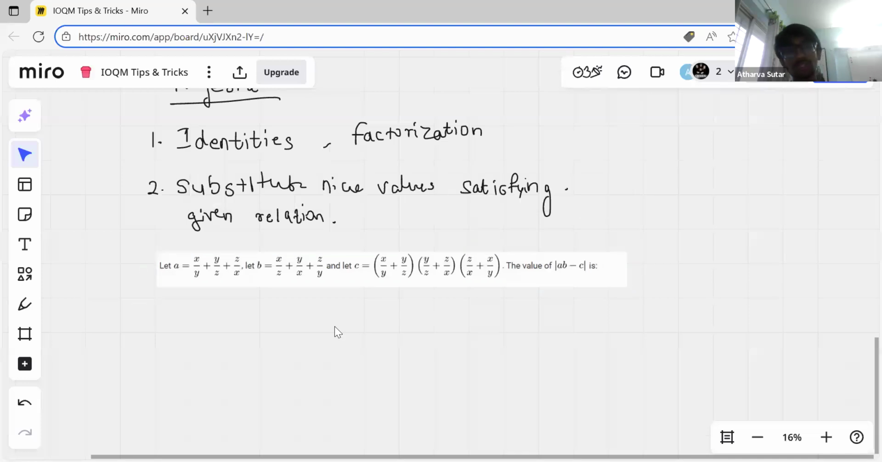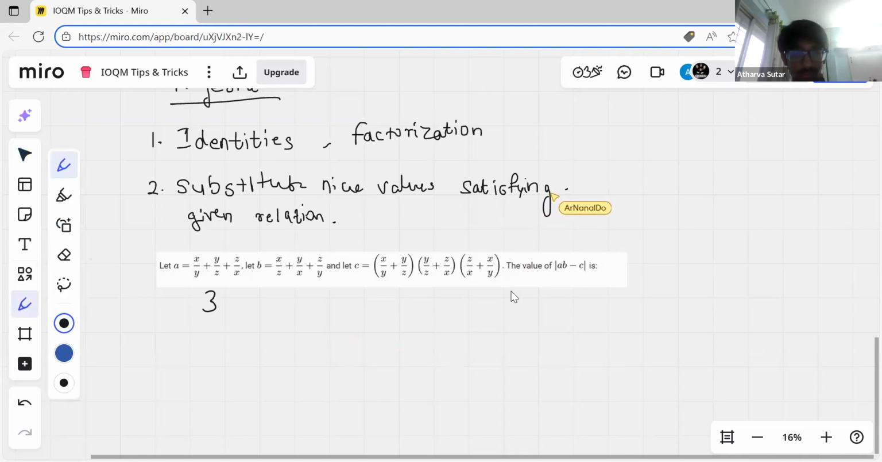Yeah. So if you notice, now there are no restrictions given on x, y, and z, right? In this kind of scenario, you can just assume them to be whatever you want, whatever makes the calculation easiest. So in this case, by substituting 1, 1, 1, you just get a equals 3, b equals 3, and c equals 8. So this instantly solves the question, and you don't even need to do anything.